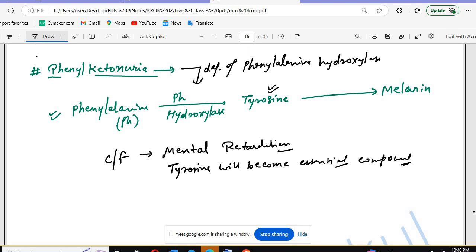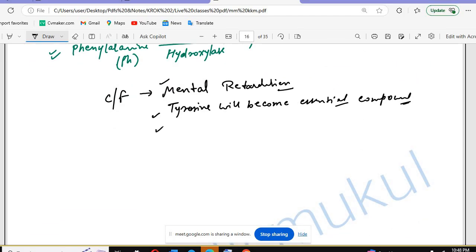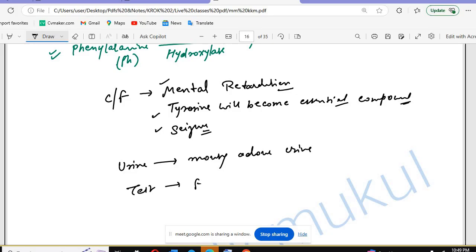What other findings will you see in this condition? The mental retardation we don't see in alkaptonuria, which is a similar disorder. Along with that, the patient will have seizures. In the urine, you will see a mousy odor. For this you do one test, the ferric chloride test, the FeCl3 test.